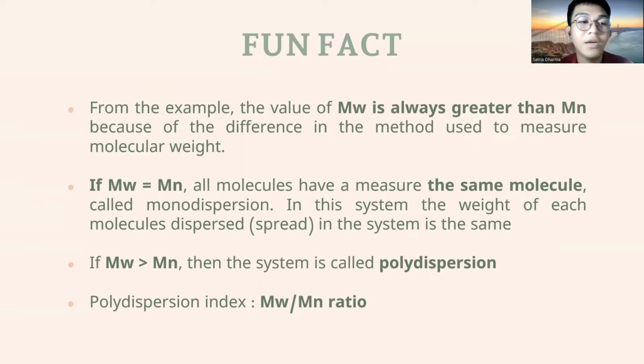If Mw equals Mn, all molecules have the same molecular size, called monodispersion. In this system, the weight of each molecule dispersed or spread in the system is the same. If Mw is bigger than Mn, then the system is called polydispersion. The polydispersity index is the ratio of Mw divided by Mn.